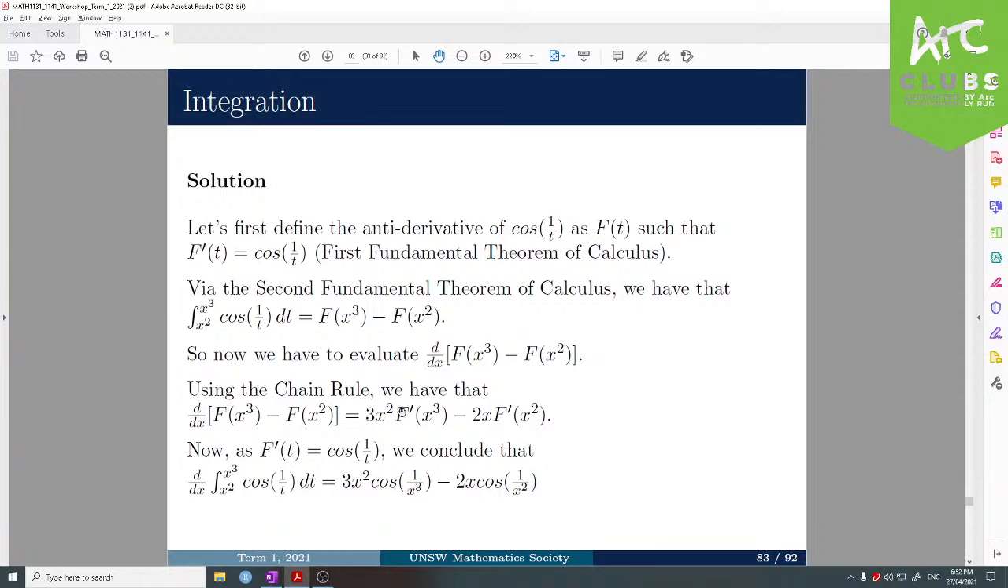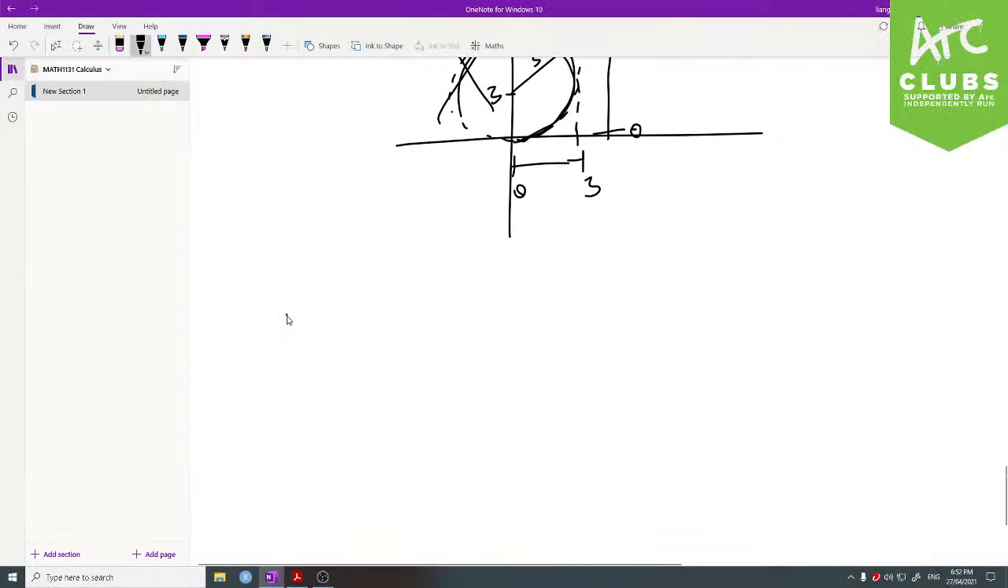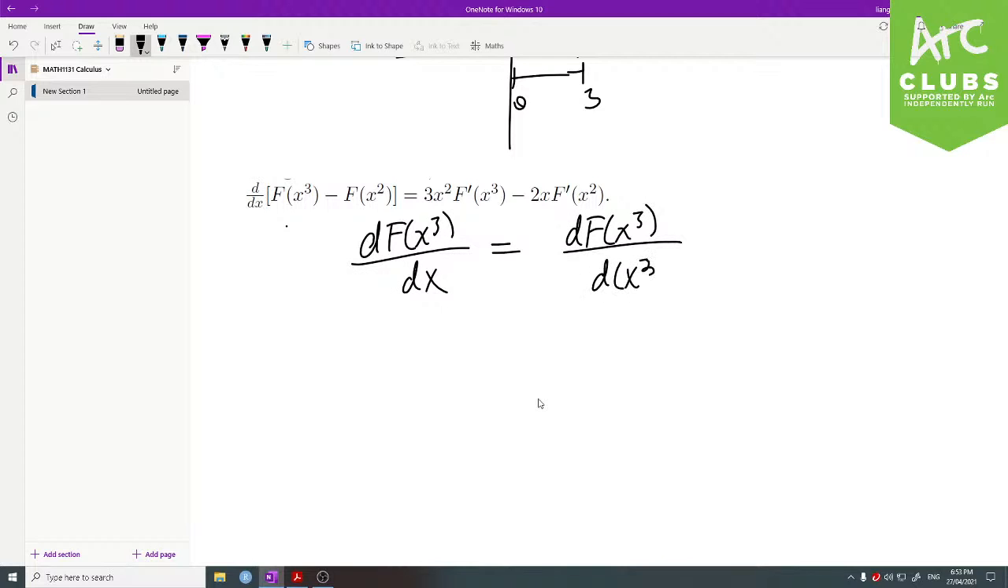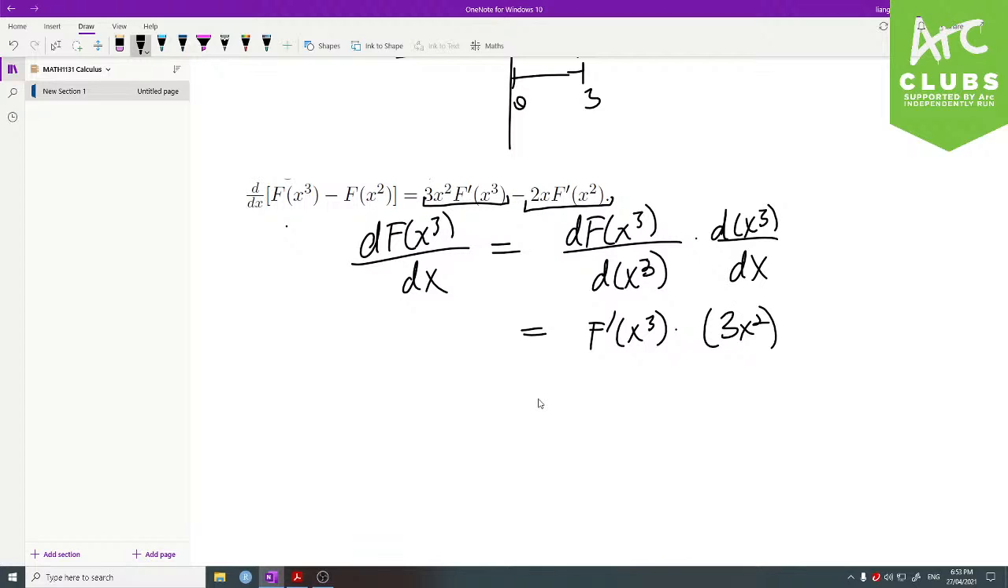If you're a bit confused as to how we get this here, I'll quickly write out the chain rule for this, because the chain rule doesn't usually look like this. If you have the derivative of F of x cubed, for example, with respect to x, using the chain rule we can rewrite it like this, times d of x cubed dx, which then gives you F dash x cubed times 3x squared, which is why we get this term out here. And similarly for this term here. Just in case you were confused about how to do the chain rule when there's just a random function here that is not explicitly defined.